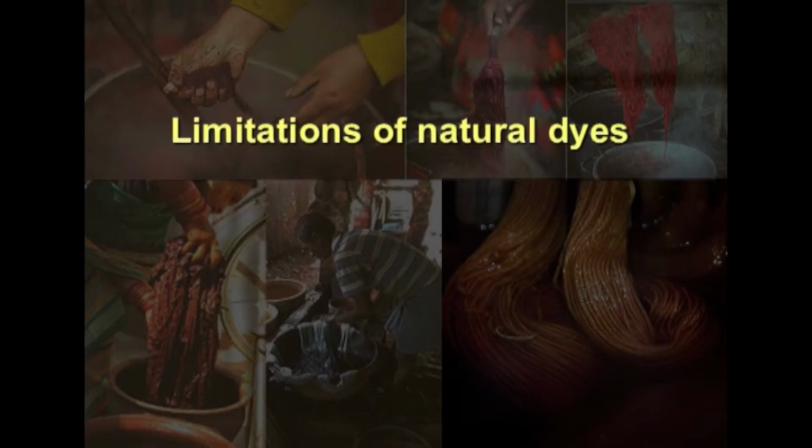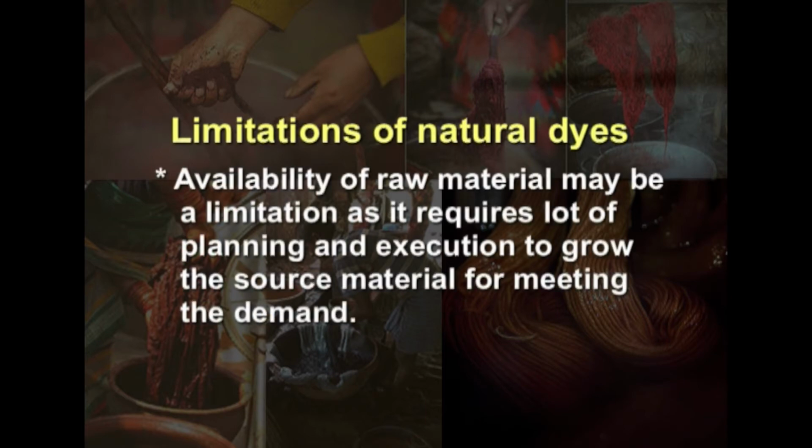After knowing the many advantages of natural dyes, now let us see what its limitations are. The availability of raw material may be a limitation, as it requires a lot of planning and execution to grow the source material for meeting the demand. That means that the agricultural land that is being used for production of food varieties now should be given over to growing these natural dyes, and thus a lot of planning is required in this case, and that is why it is one of the limitations.